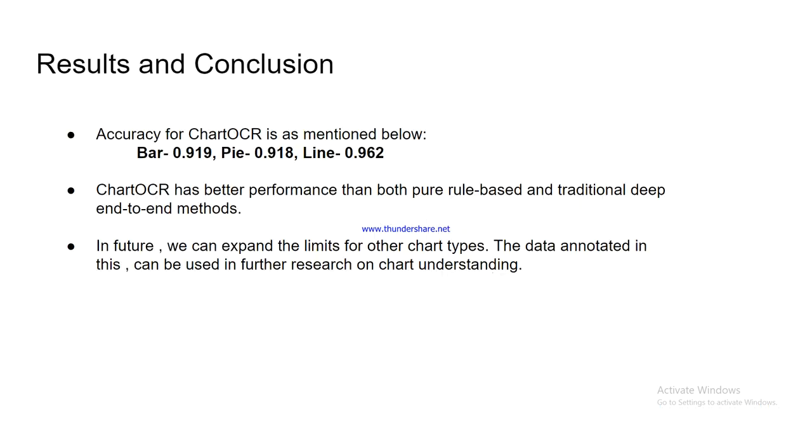So this is a lot of improvement over the previous approaches discussed in the field of data extraction from chart images. The accuracy of ChartOCR is 0.919 with bar, 0.918 with pie, and 0.962 with line. ChartOCR has better performance than both the pure rule-based method discussed in the first slide and the traditional deep end-to-end method that we discussed right before this slide.